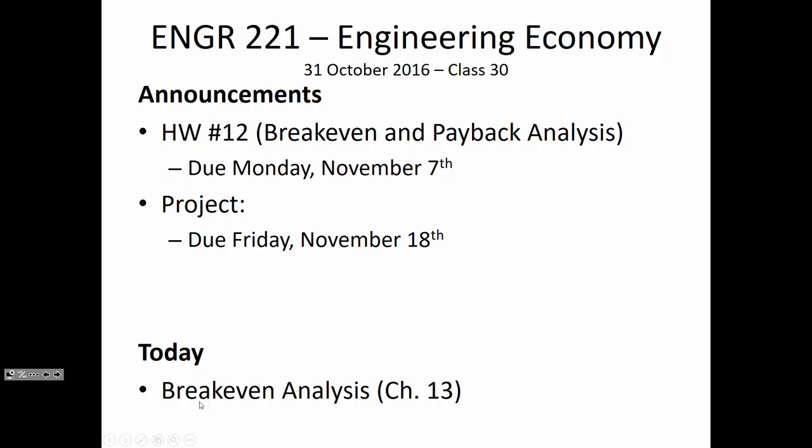Just by nature of the course, it would be impossible to give a non-comprehensive final because we keep doing, for example, present worth analysis in most of the stuff that we do. So you can't really separate it and make it non-comprehensive, but I do want to give more questions on the stuff you haven't been tested on before.